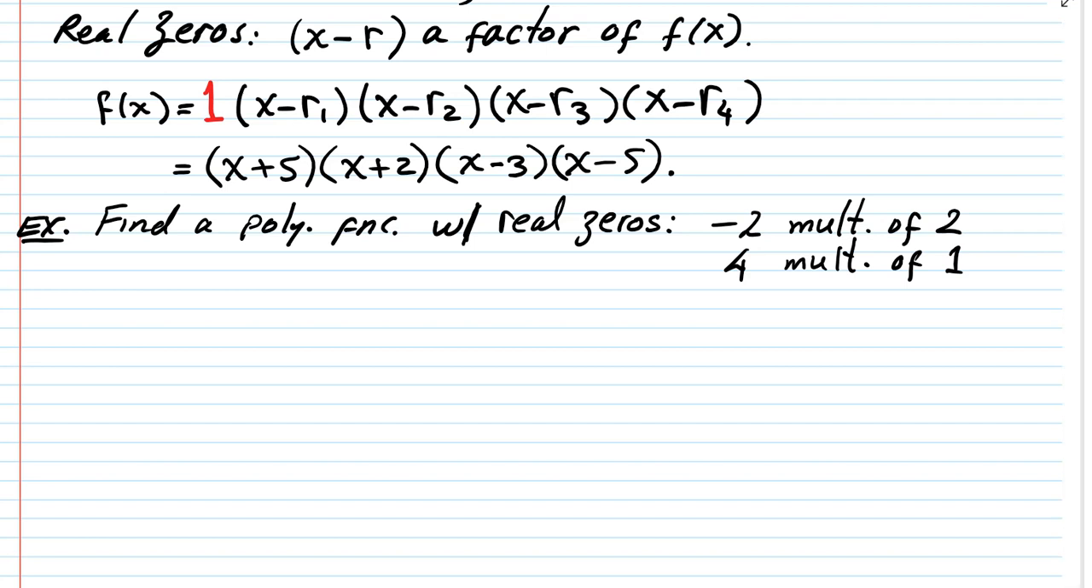And suppose I want n to be 3. That means a third degree polynomial. So the general form is going to be a, right?